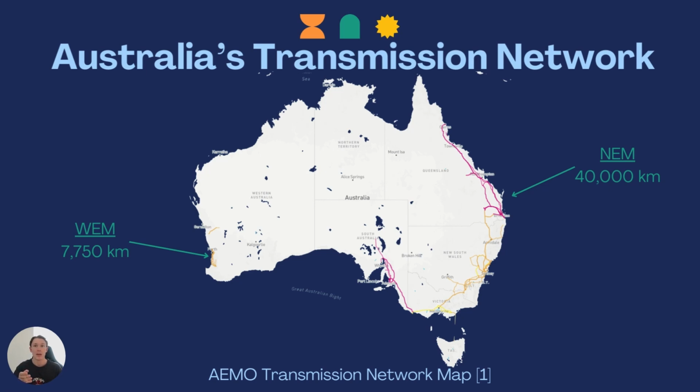The NEM actually has around 40,000 kilometers of transmission network, whereas the WEM is a little bit smaller, with 7,750 kilometers. And you may be wondering, what do the different colors mean here? The color signifies different levels of voltage. So what I'm going to do now is jump onto AEMO's website and look at this image live. I'll be back in a second.